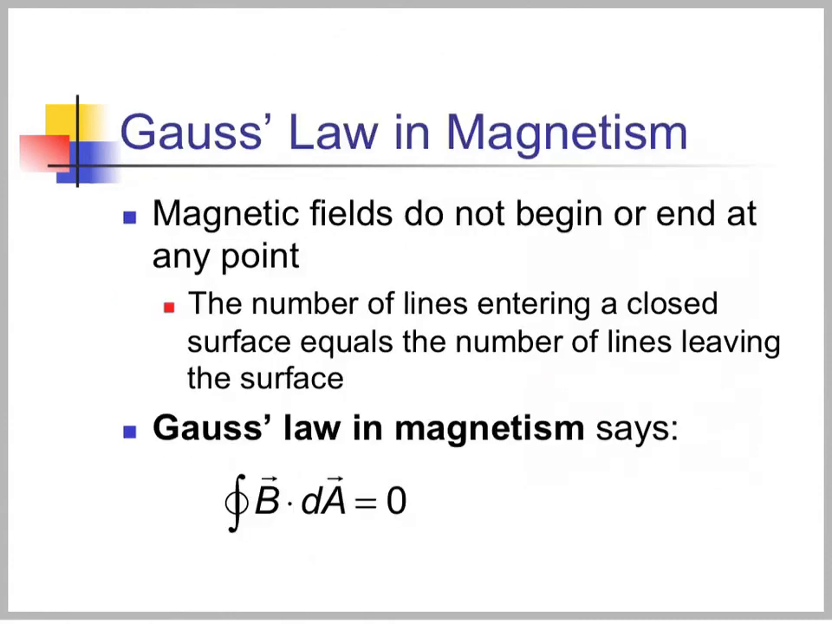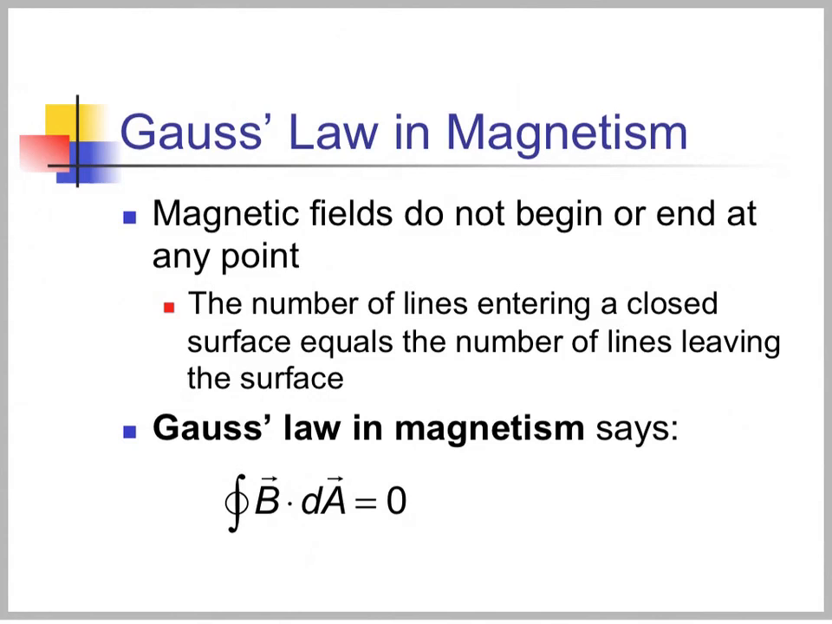Now we can also apply Gauss's law to magnetism. Remember, the magnetic field lines have no beginning or ending point. So the number of lines entering any closed surface has got to equal the number of lines leaving a closed surface. So Gauss's law in magnetism says the integral of B dot dA is equal to 0, because there's no magnetic charge to be enclosed in this surface, like we had with electric fields, where the integral of E dot dA was Q enclosed over epsilon naught. So Gauss's law in magnetism says magnetic field lines do not begin or end at any point.